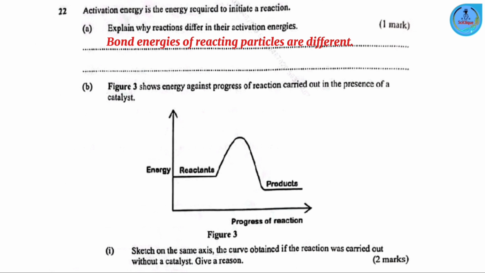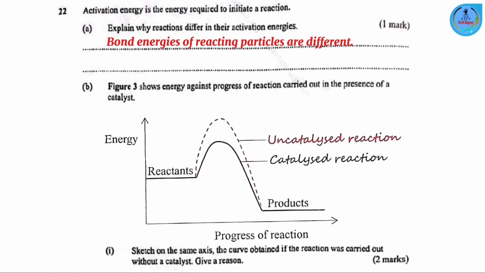So sketch on the same axis the curve obtained if the reaction was carried out without a catalyst. Give a reason, okay? So if we don't have a catalyst, the reaction will still occur, but the activation energy required would be higher because we don't have a catalyst. What is our reason? Catalysts lower activation energy by providing an alternative pathway for the reaction. So without a catalyst, more activation energy is needed.